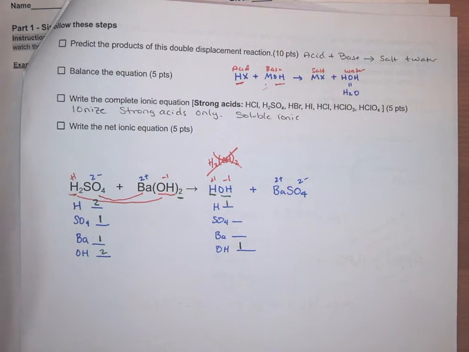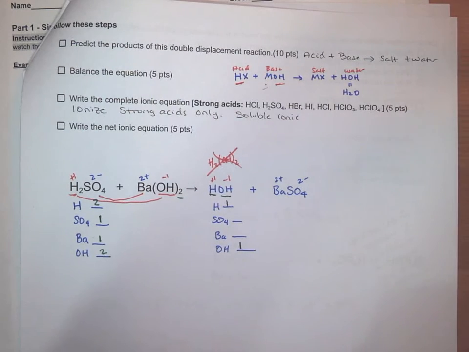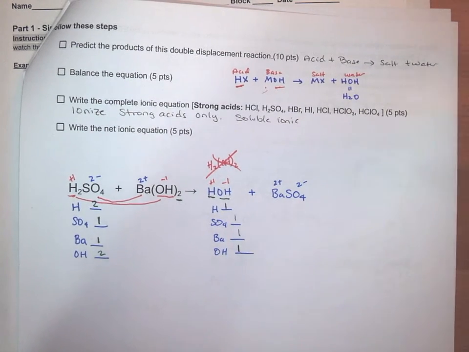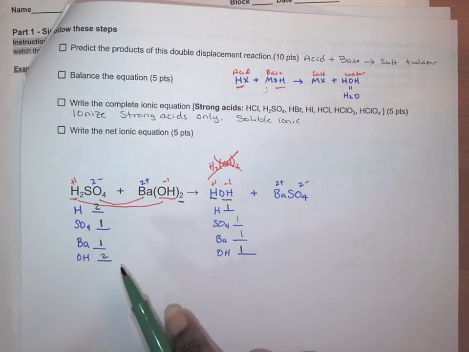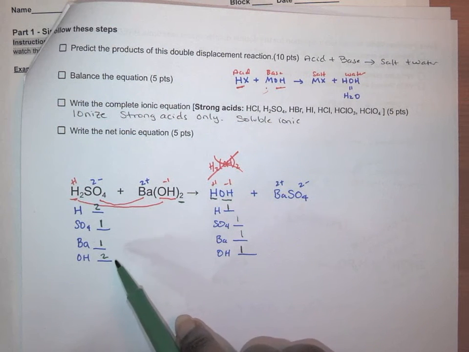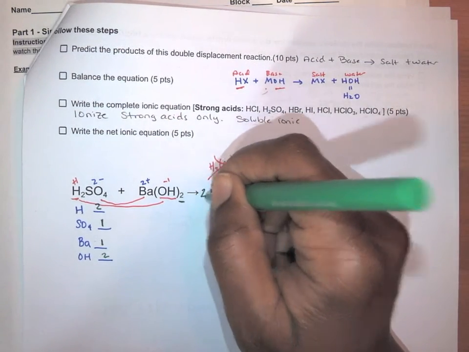Remember, the strategy in balancing is to divide things out into their cations and anions. We're not listing all the individual atoms. You could, of course, but it just makes more work for you. So it's better to split them up into the pieces that switch, the cations and anions. We've got one sulfate and one barium on this side. Everything's balanced except for the H and the OH. I have two H and OH on the reactant side and just one on the product side, so I simply need to put a coefficient of 2.